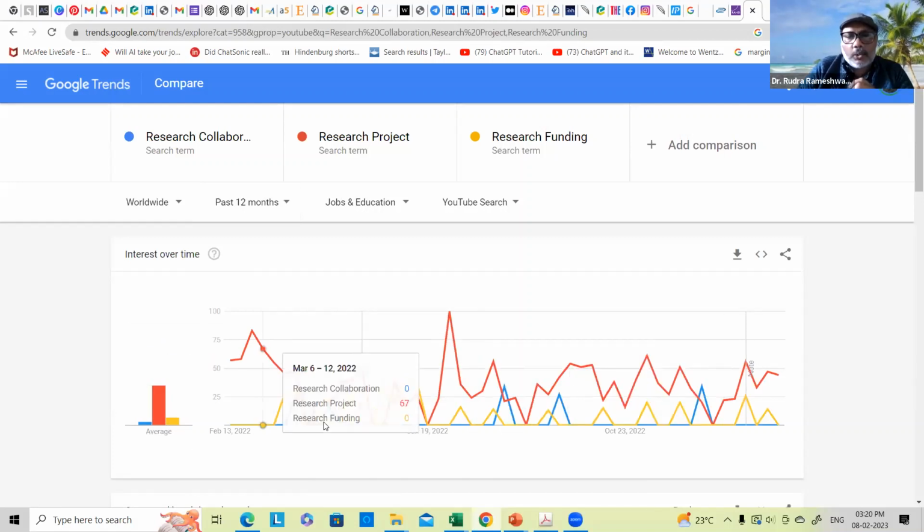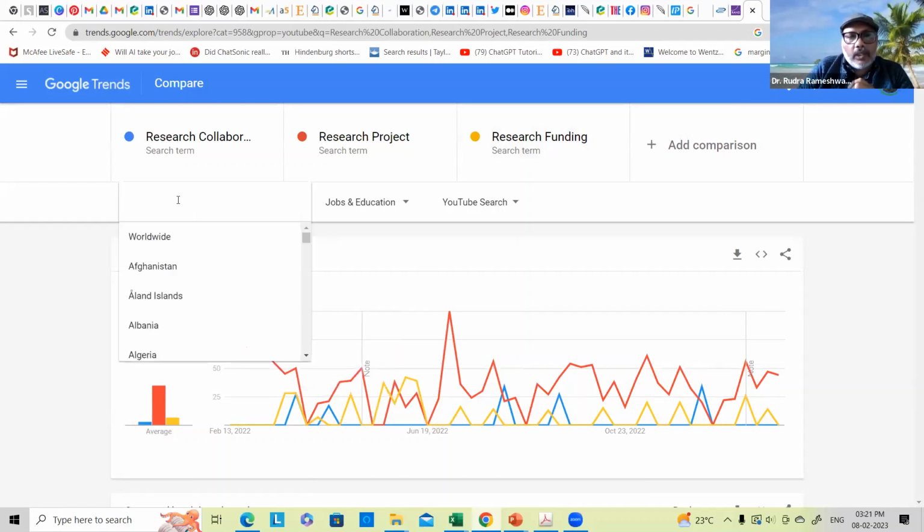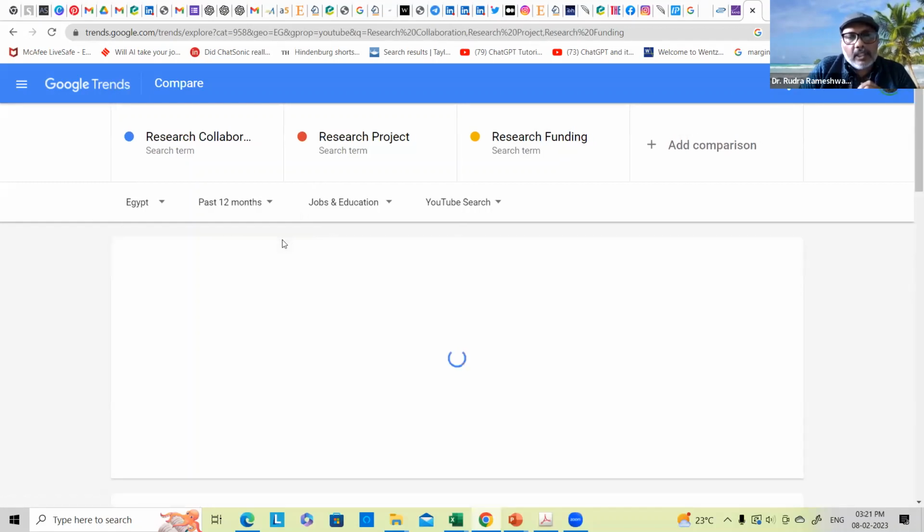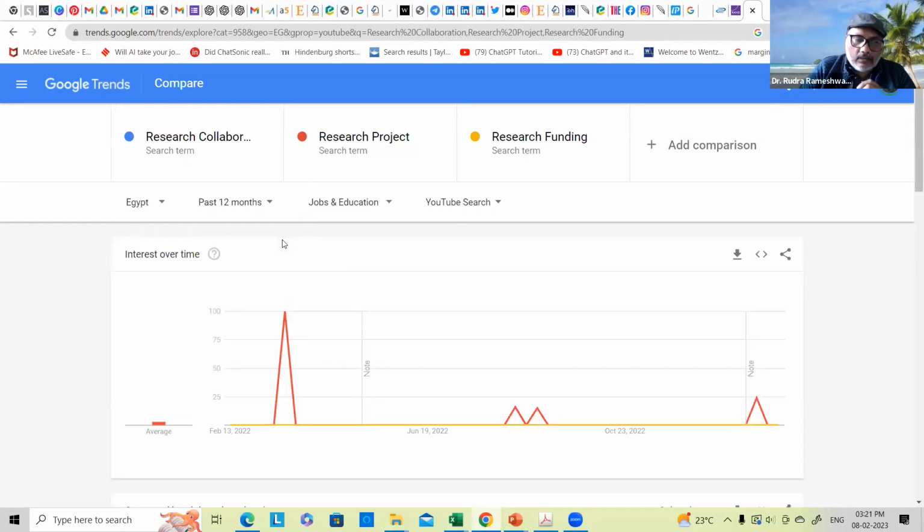So the red color shows, guys, the average. Here you can see this is the graph legend, interest over a period of time. So jobs worldwide. Here you can see, suppose maybe you are interested in Egypt. Let's see in Egypt.